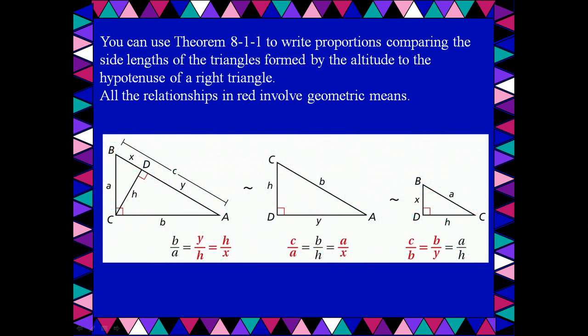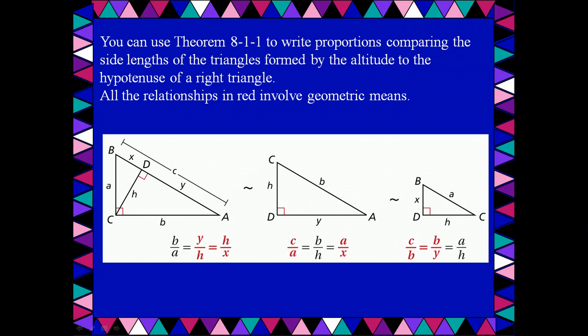You can use Theorem 8.1.1 to write proportions comparing the side lengths of the triangles formed by the altitude to the hypotenuse, and all the relationships in red involve geometric means. We have large triangle ABC.